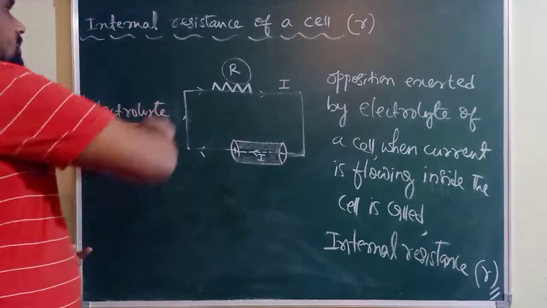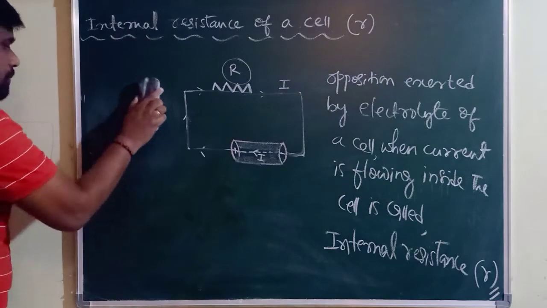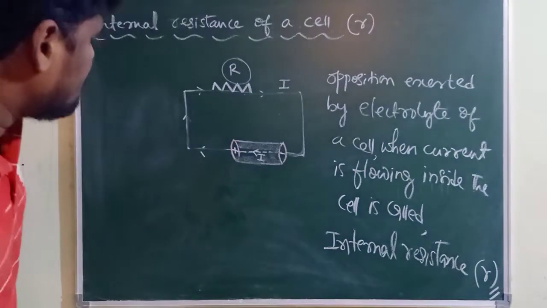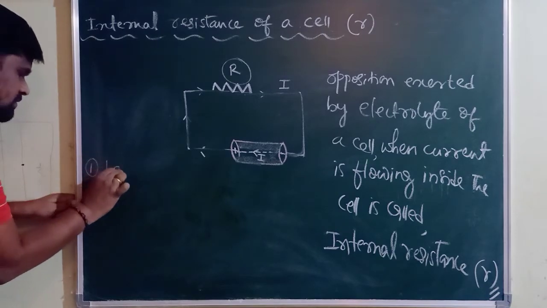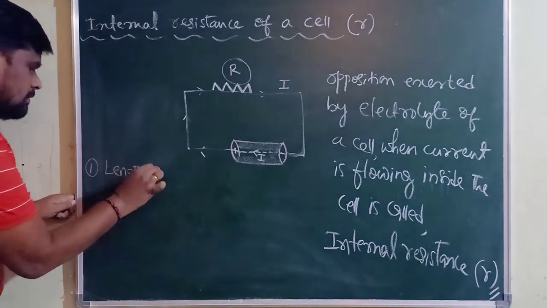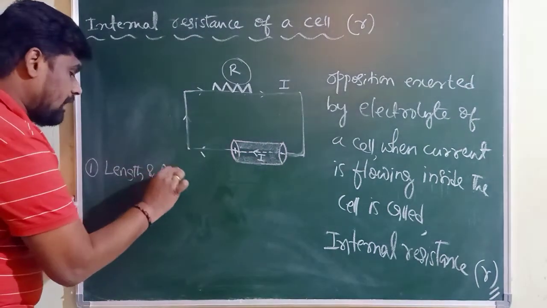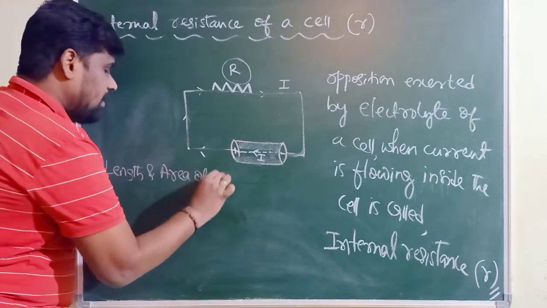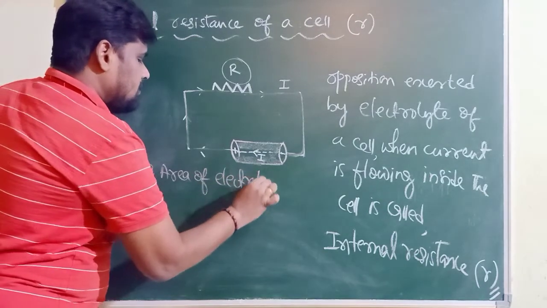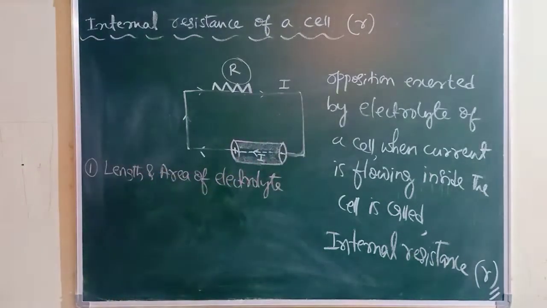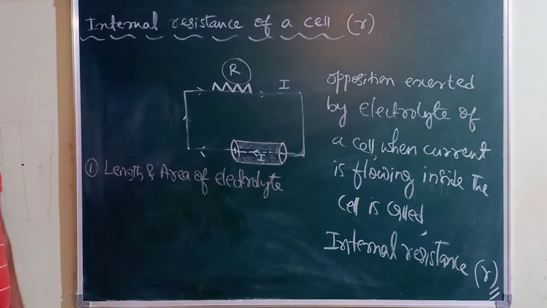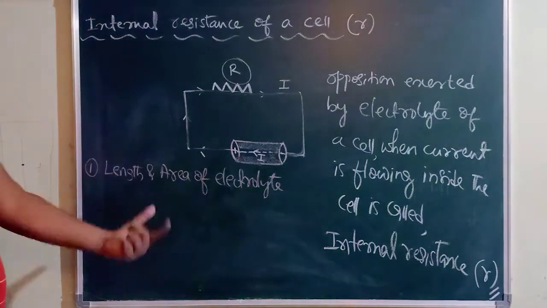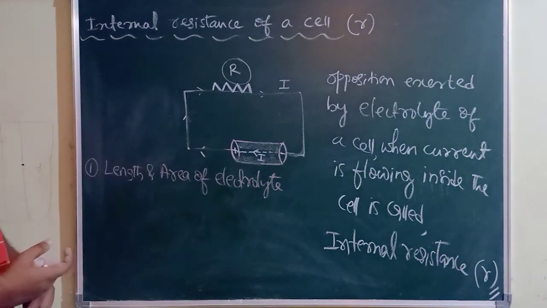So internal resistance of a given cell depends on many factors. One of the important factors is the length and area of the electrolyte. How much is the length of the electrolyte inside the cell? How much area is covered by that electrolyte inside the cell? That determines the value of internal resistance.